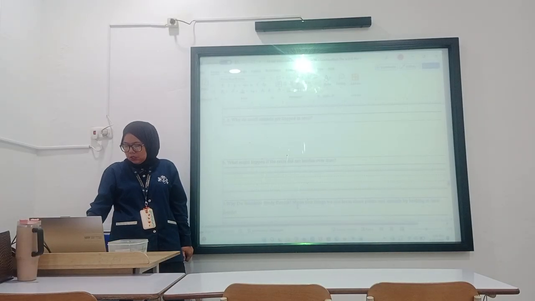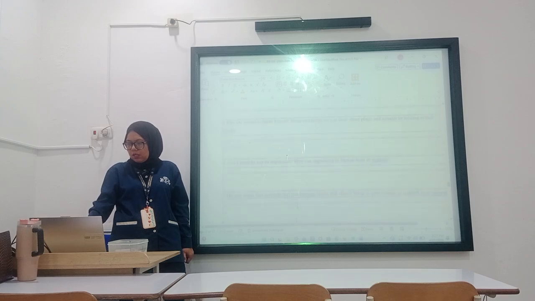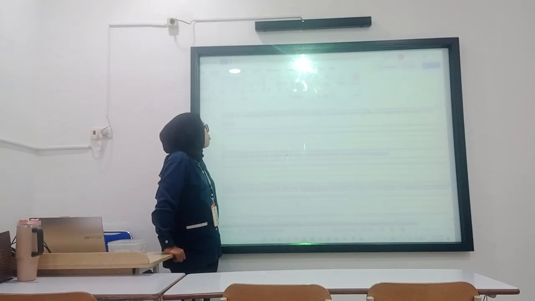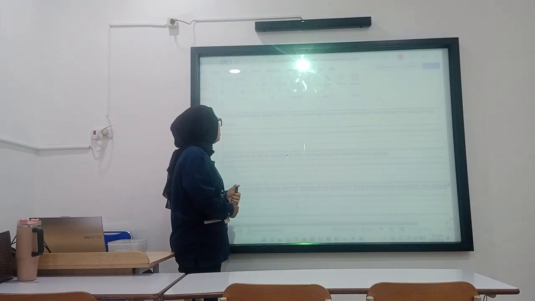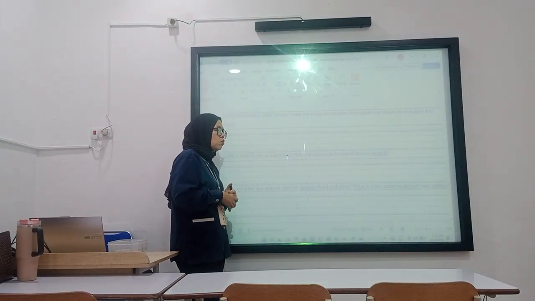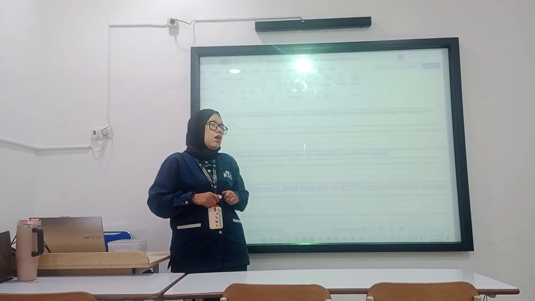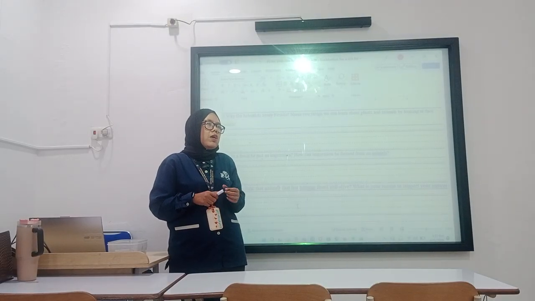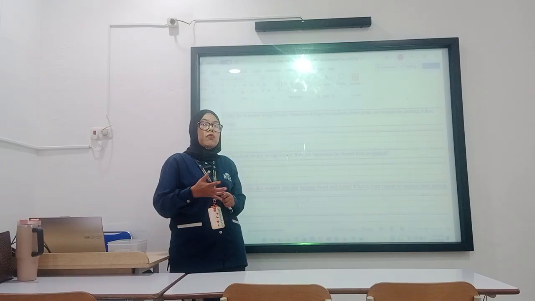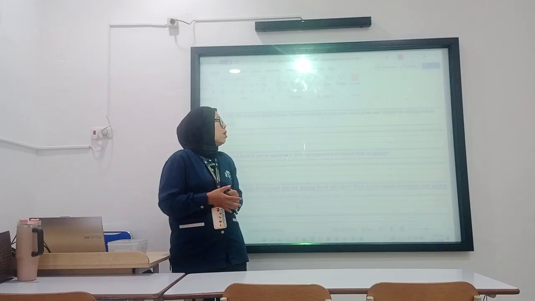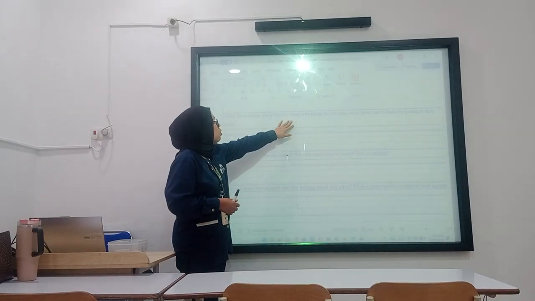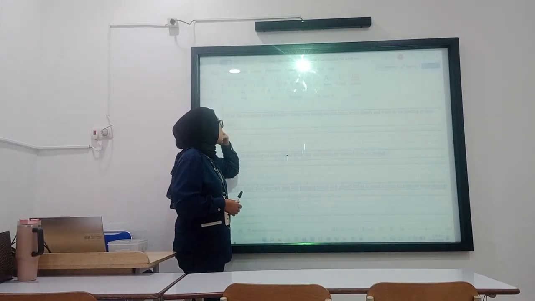Number three, why do scientists study fossils, and name two things we can learn about plants and animals by looking at their fossils. Scientists study fossils because they want to know how the animals and plants that lived a million years ago lived: how they walked, how they ate, how they survived on this earth, and how they moved.